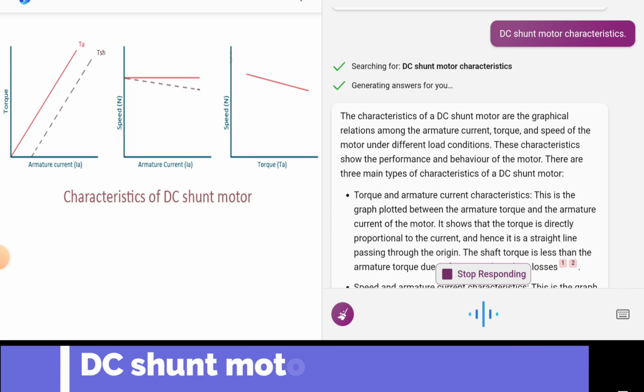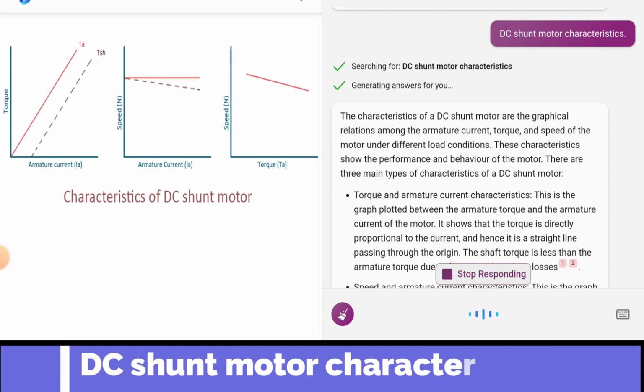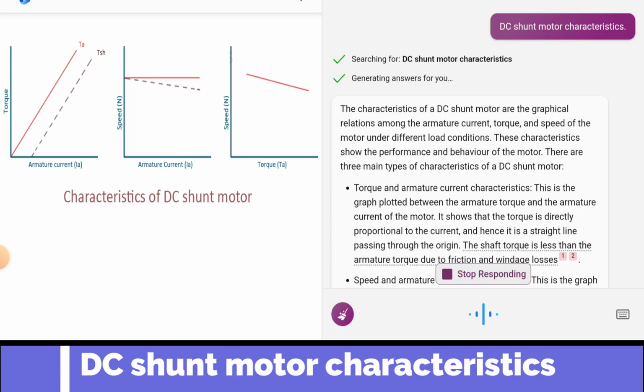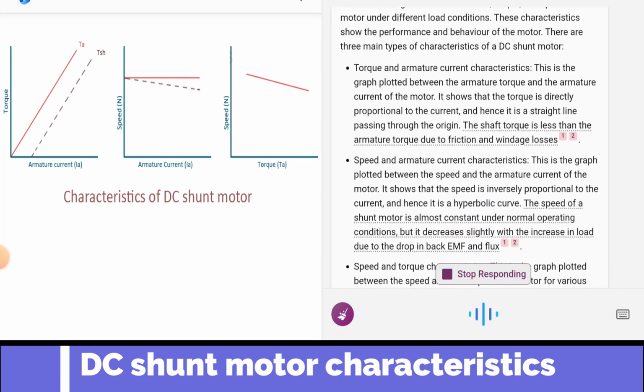Torque and armature current characteristics. This is the graph plotted between the armature torque and the armature current of the motor. It shows that the torque is directly proportional to the current, and hence it is a straight line passing through the origin. The shaft torque is less than the armature torque due to friction and windage losses.